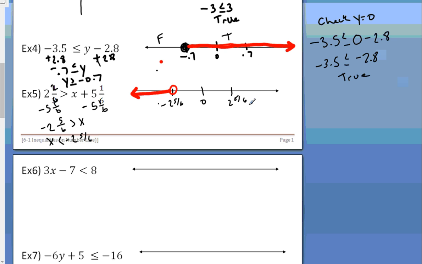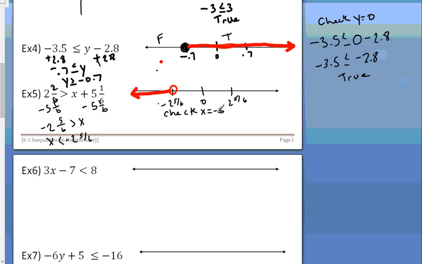All right, so how do you check? Well, remember what I said. You check it, you write check, and you tell me what you're going to check it with. I need a number that's less than negative 2 and 5/6. So I'm going to pick negative 5, okay? I'm going to check it with x equals negative 5.